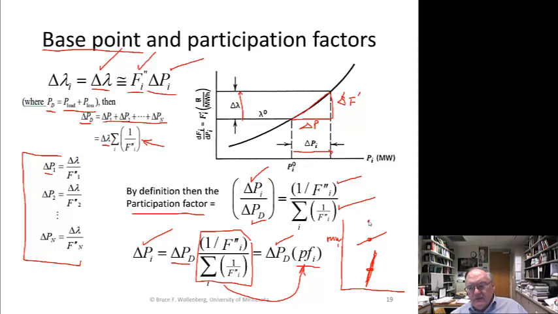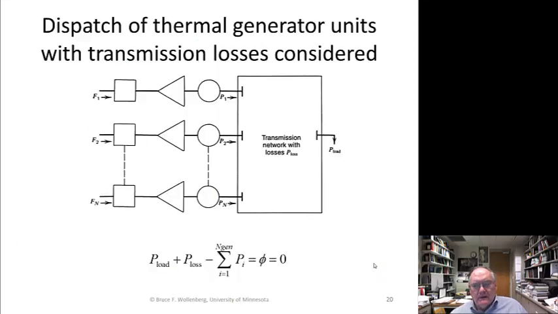If I had one like this, it would say it's flat. It would say no matter what happens, that unit doesn't change. This one will take a lot of change as the load changes, and that's how you control. So we'll see this come up later on in the AGC discussion.